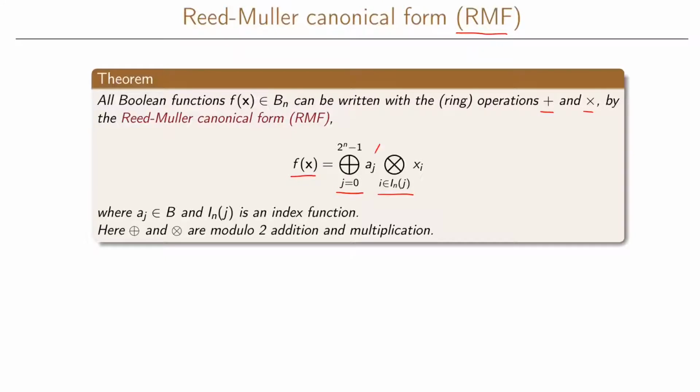And a_j here belongs to the set B, which in our case is 0 and 1, and I_n of j is just an index function that will point to which indexes are we going to use in our AND terms. And addition and multiplication in our case are here given as modulo 2 addition and modulo 2 multiplication.